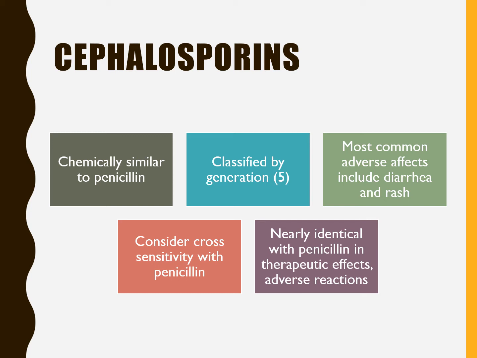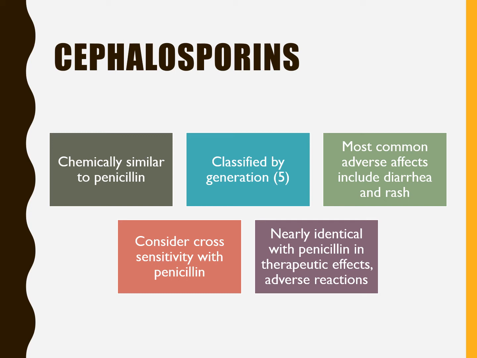So again, you won't be tested for that kind of stuff, but it is important to know that each generation has different attributes, which makes it more effective for different pathogens. Our cephalosporins share many very similar common adverse effects with penicillin, including that diarrhea and rash. And we can have that cross sensitivity, like I mentioned, with penicillin.